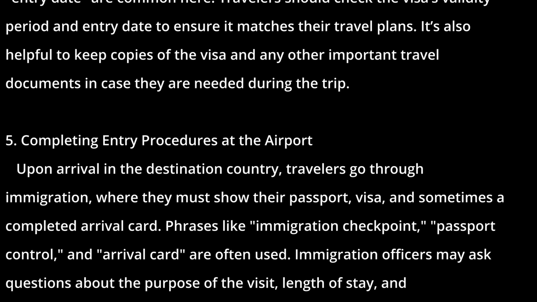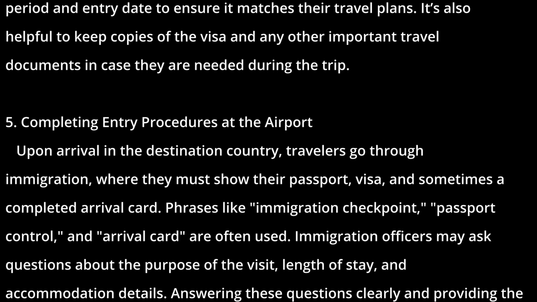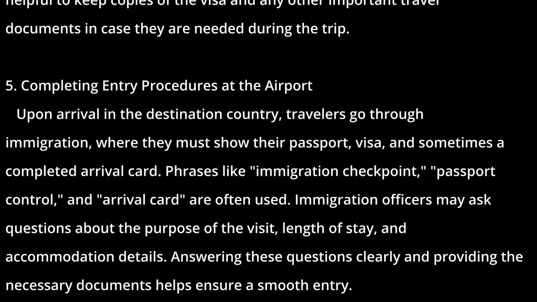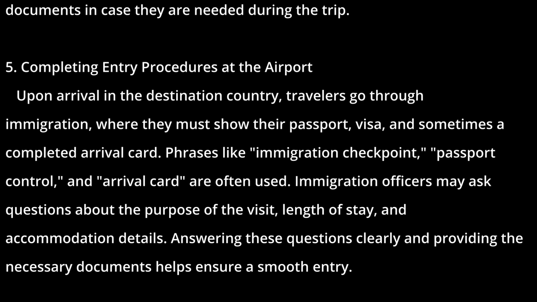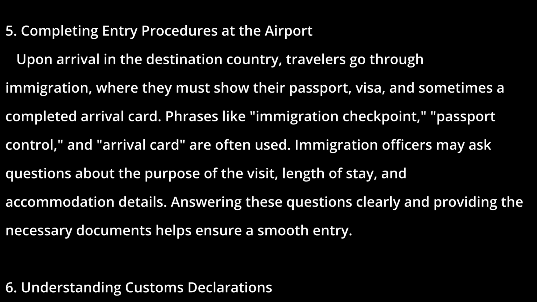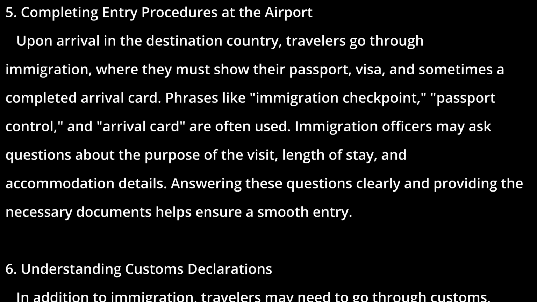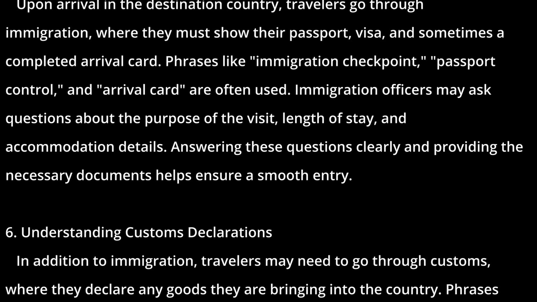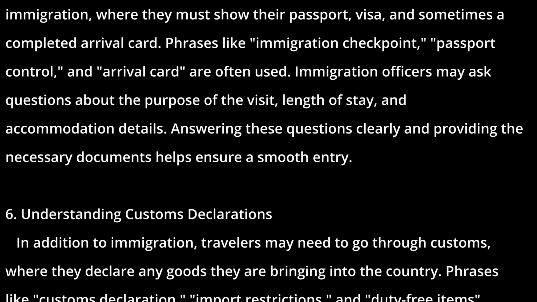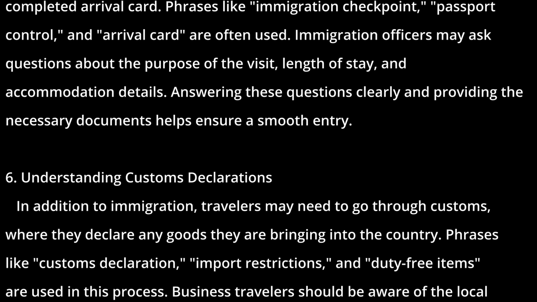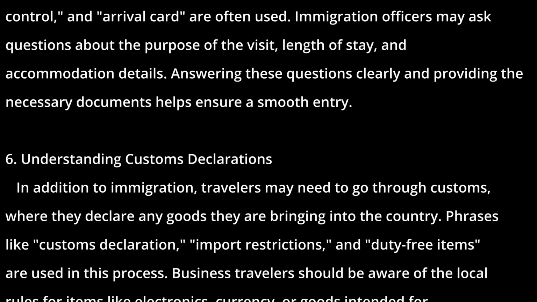5. Completing entry procedures at the airport. Upon arrival in the destination country, travelers go through immigration, where they must show their passport, visa, and sometimes a completed arrival card. Phrases like immigration checkpoint, passport control, and arrival card are often used. Immigration officers may ask questions about the purpose of the visit, length of stay, and accommodation details. Answering these questions clearly and providing the necessary documents helps ensure a smooth entry.